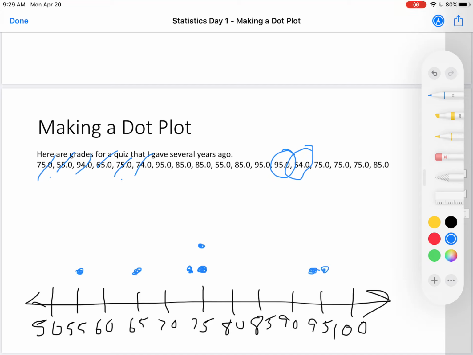95. There's our first dot for 95. 85. 85 again. Second dot for 85. Now notice, the second dots also are at the same level to each other. Another 85. Oops, I had forgotten to erase that I already did that point, right? So I'll just erase it. Go back here. 55.